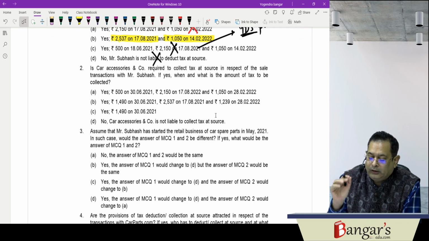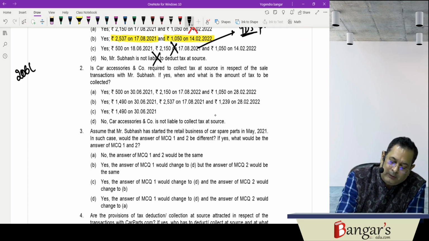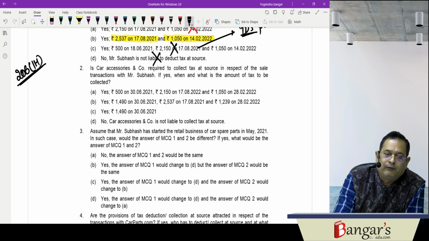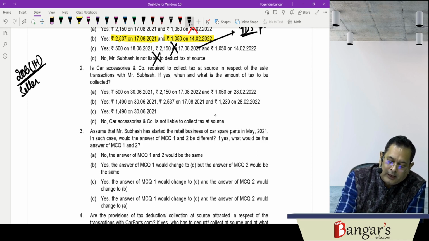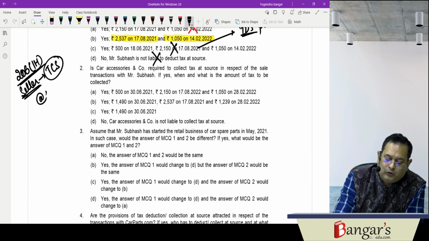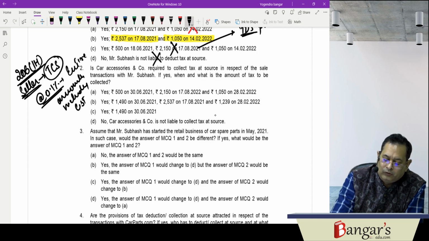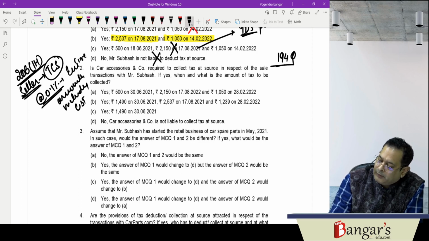Now, next: are car accessories and company required to collect tax at source in respect of sale transactions with Subhash? If yes, when and at what amount is the tax to be collected? Now, 206C(1H) provisions have already been made applicable. Therefore, here the seller, at the time of debiting the account or at the time of receipt of payment, whichever is earlier, will be required to collect tax at source under section 206C(1H) at the rate of 0.1%. This will be on the entire amount, including GST, as provided in the circular that has been issued. And when both 194Q and 206C(1H) are applicable, then in that case 206C(1H) will not be applicable.